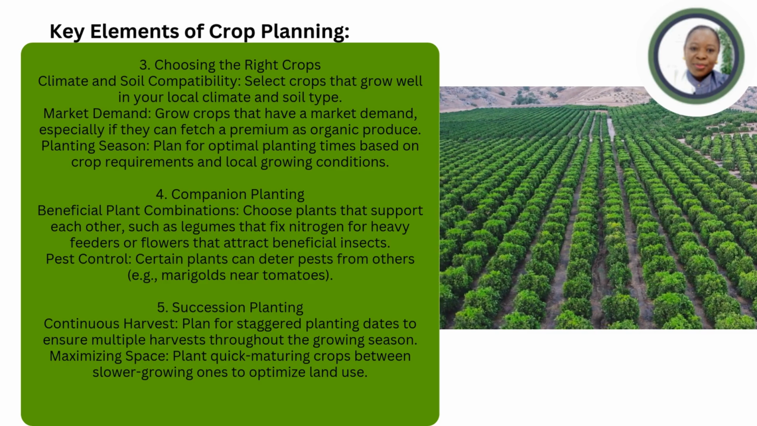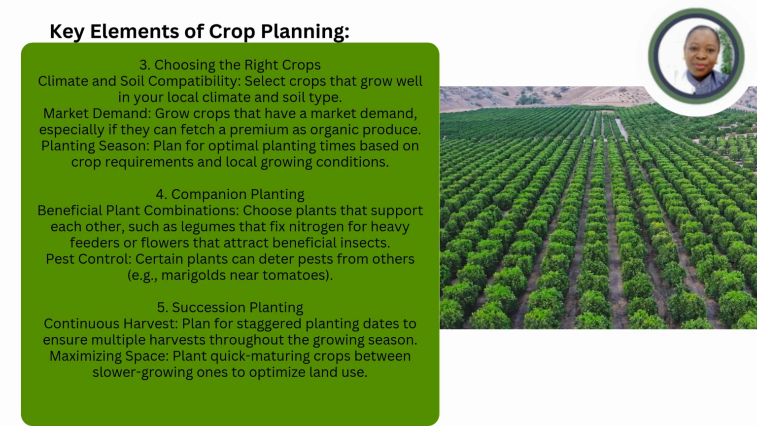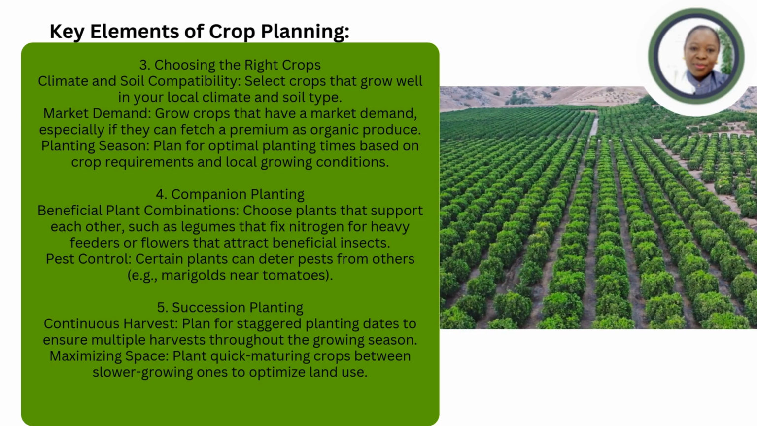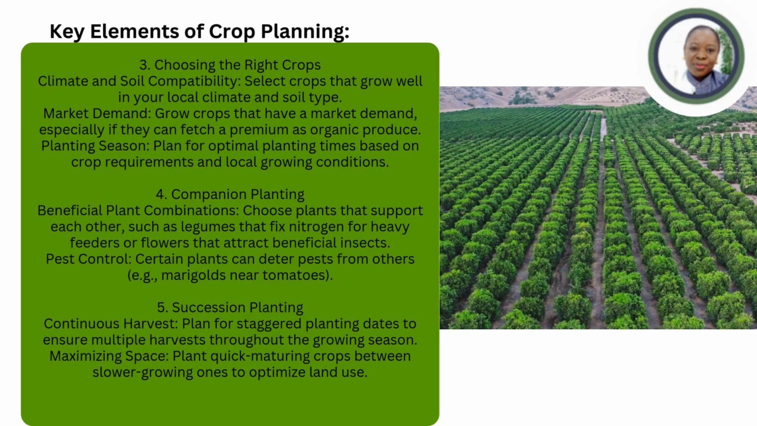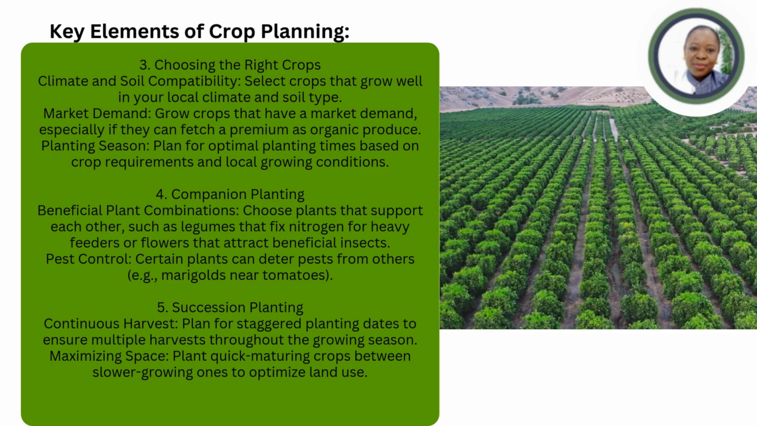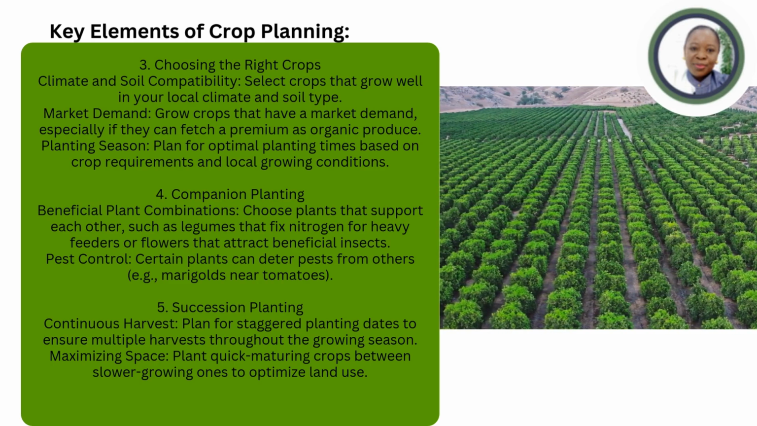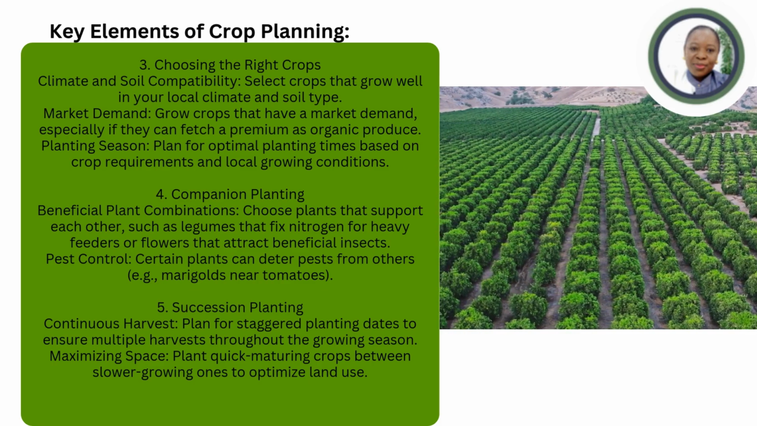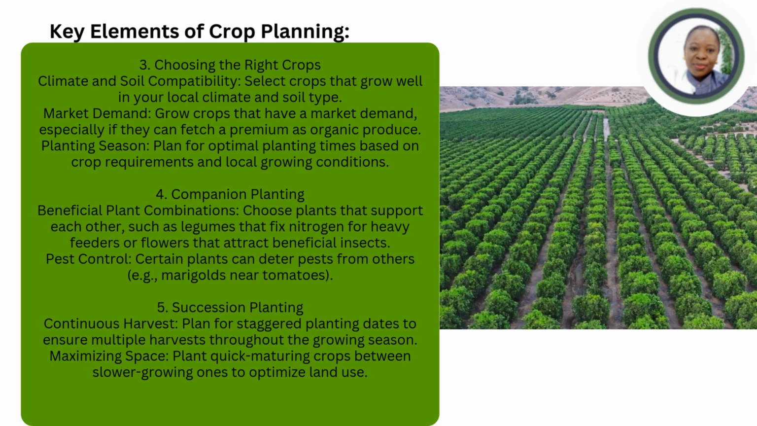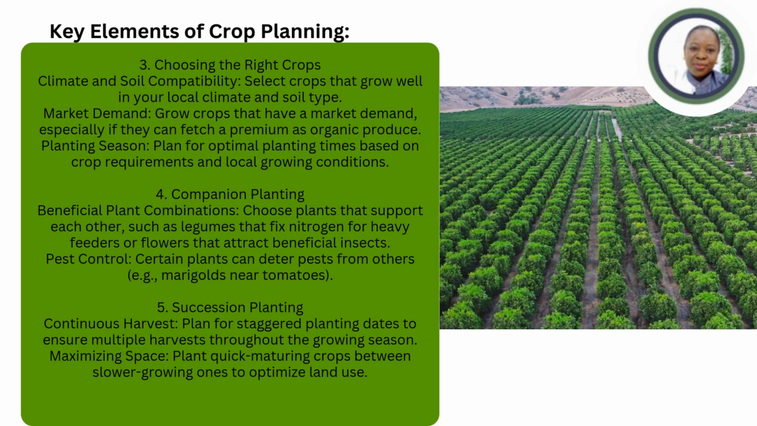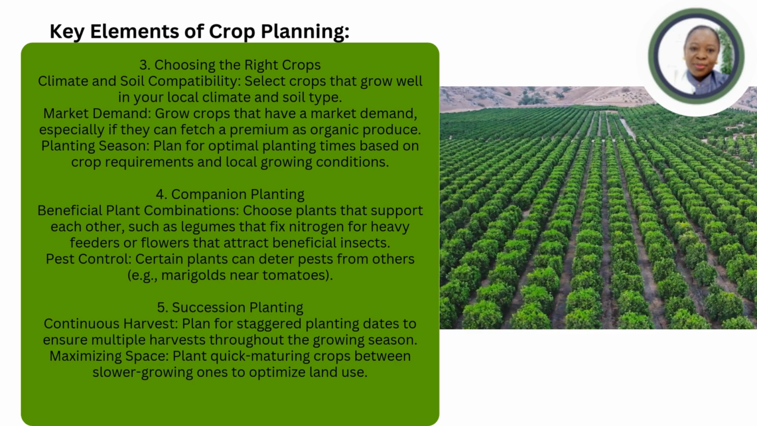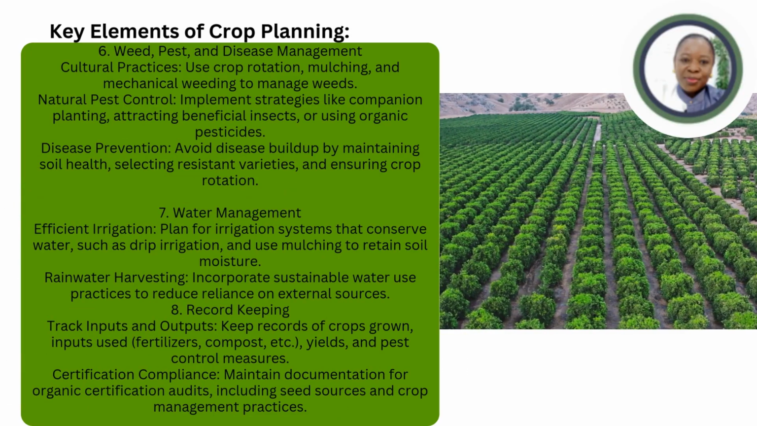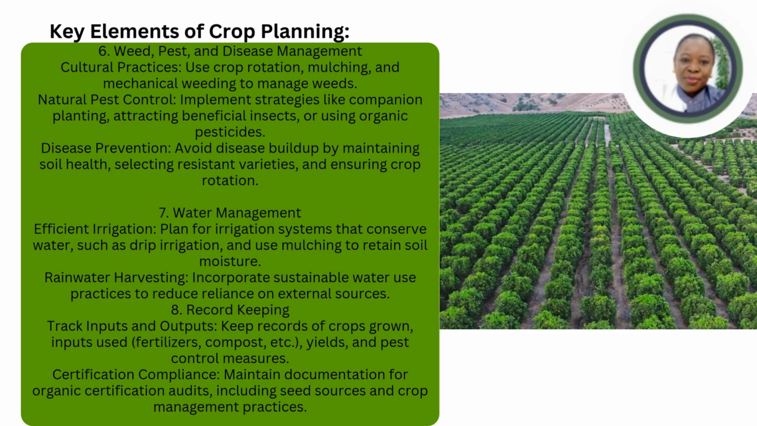5. Succession planting. Continuous harvest. Crop planning can help you to stagger planting dates to ensure multiple harvests throughout the growing season. It can also help you to maximize space by planting quick maturing crops between slower growing ones to optimize land use. 6. Weed, pest and disease management.